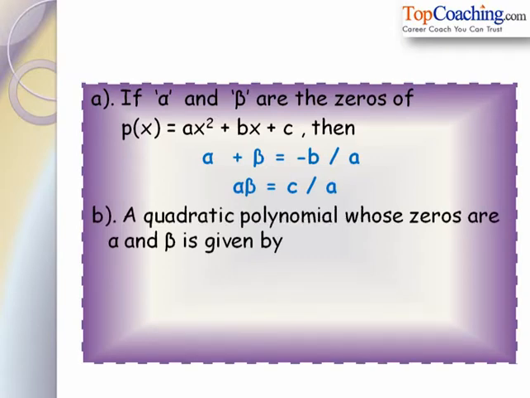The quadratic polynomial whose zeros are alpha and beta is given by p(x) equal to x square minus (alpha plus beta) times x plus alpha beta. Alpha plus beta is the sum of roots and alpha beta is the product of roots. Now if we know the two roots of a quadratic polynomial, then we can form the quadratic polynomial as p(x) equal to x square minus (alpha plus beta) into x plus alpha beta. Simply add these two roots to get the sum of the roots and multiply these two roots to get the product of roots, and put the value of the sum and the product of roots in this expression to get the final equation of the quadratic polynomial.